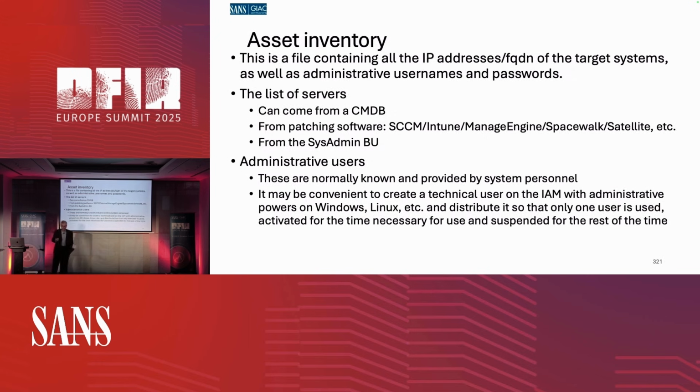Asset inventory, what is it? It's a list. It's a file containing the IP address of the target systems, as well as administrative username and password. Usually that comes from the sysadmin business unit. They know systems, usernames, and passwords. But that comes also from CMDB or other platforms. For administrative users, the best way should be to have one technical user deployed on all systems via identity access management.